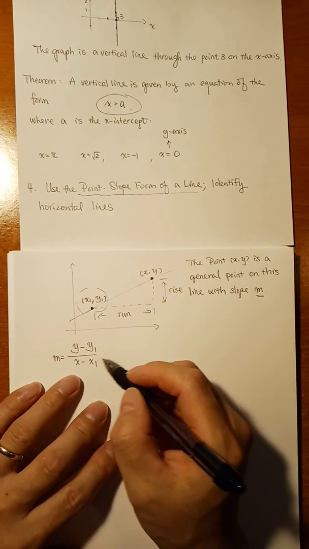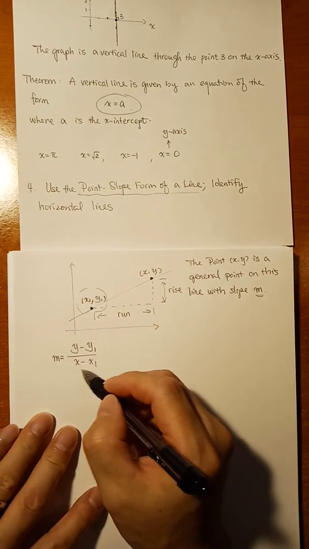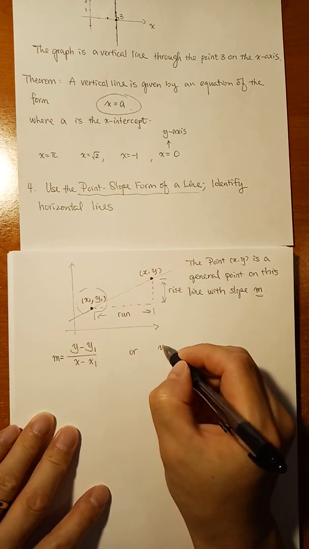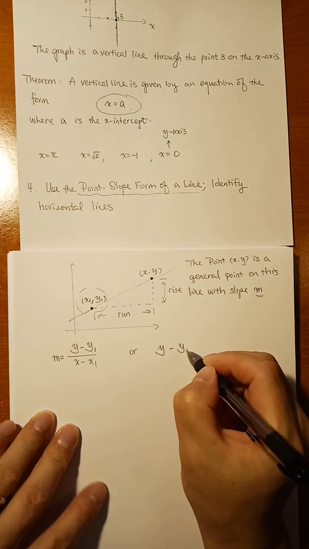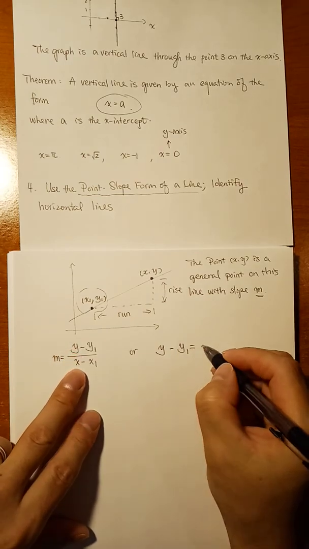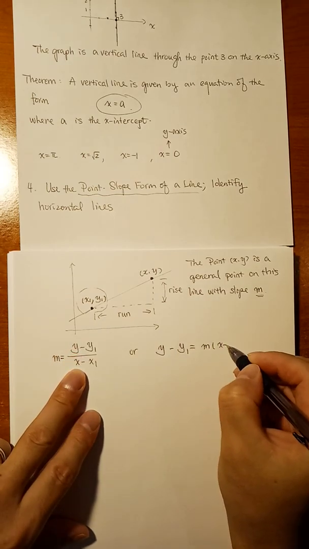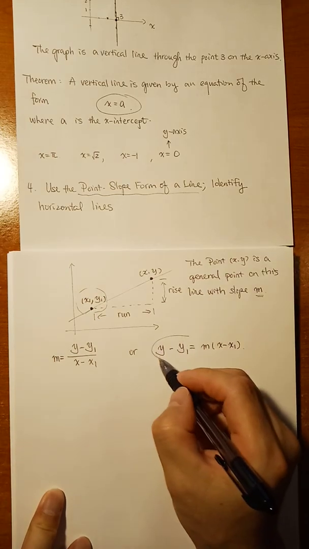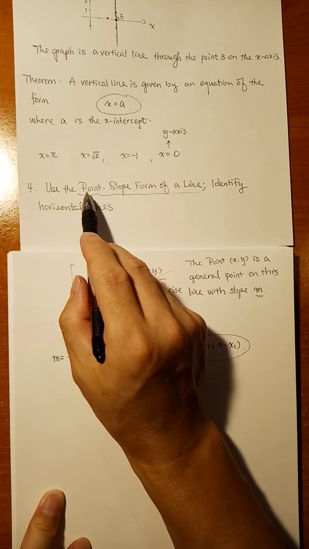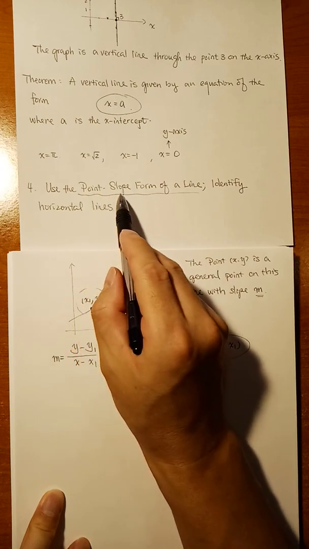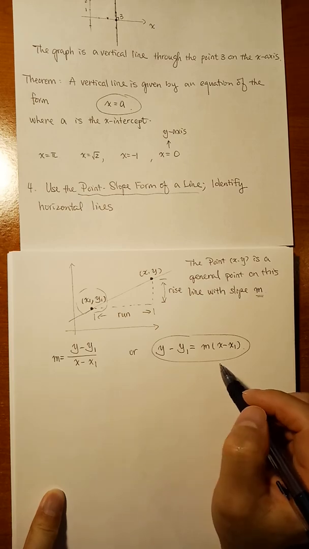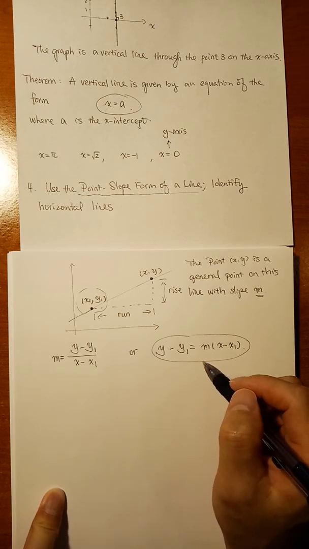Okay? Well, let's just move this denominator to the other side. So we get y minus y1, this numerator, is equal to m times x minus x1. And this is the so-called point slope form of a line.